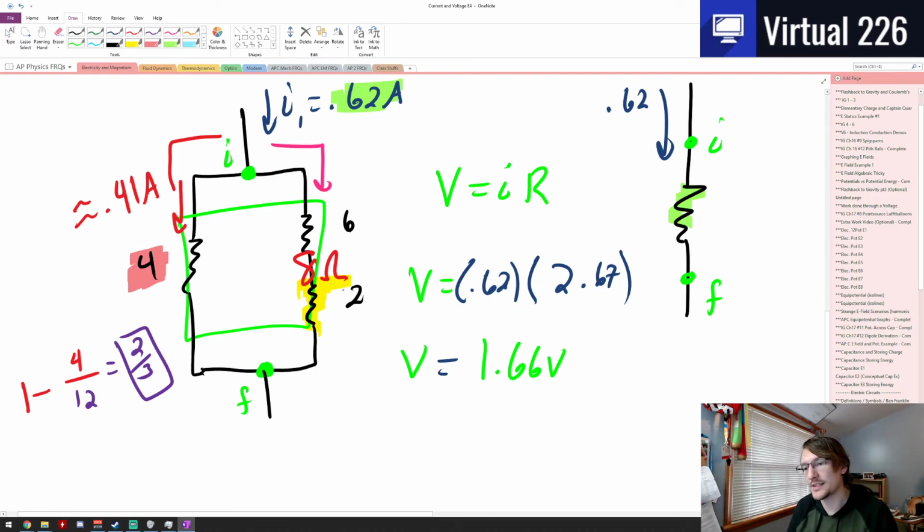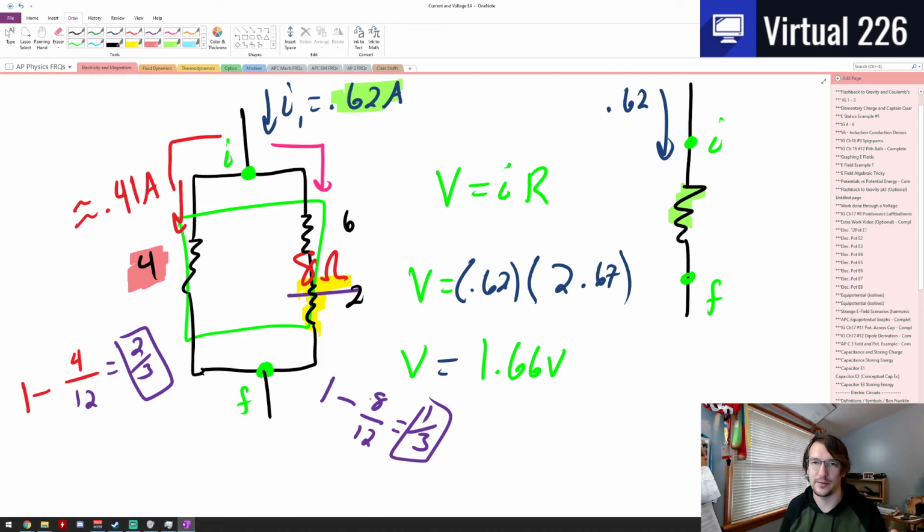On the right side, it's the same thing. It's 1 minus 8, that's the resistance we have, divided by the total amount, just added together, 12. This is going to give us 1/3. 1/3 of 0.62 is going to be our 0.2066, which is rounded to 0.21. So that's kind of a cheater's way to do it for a nice parallel branch.